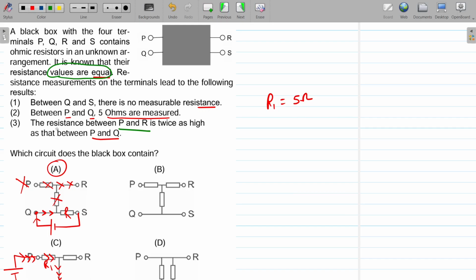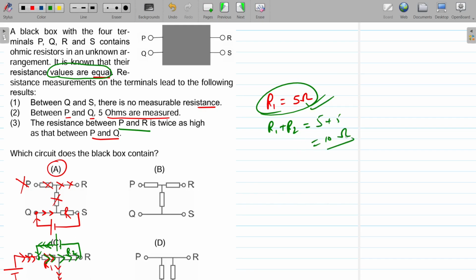The third condition: the resistance between P and R is twice. So this is P, this is R. Apply a cell between P and R. Current starts flowing like this, through these two resistors. This is R1, suppose this is R2. In this case the total resistance should be R1 plus R2. Since each resistor is 5 ohm, from the second condition, it should be 5 plus 5, that is 10 ohm, which is twice the previous case. So I think option C satisfies all the conditions.